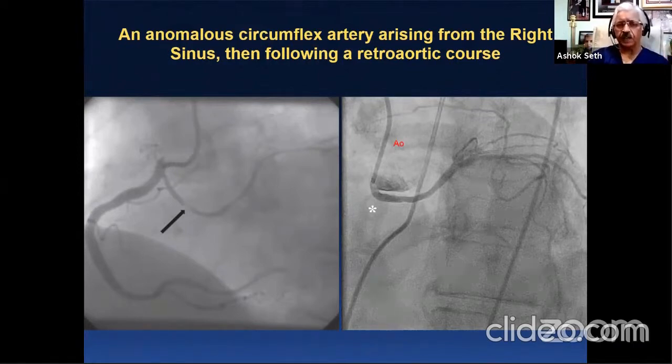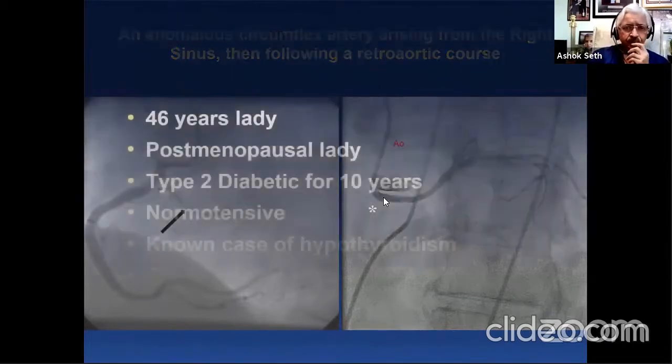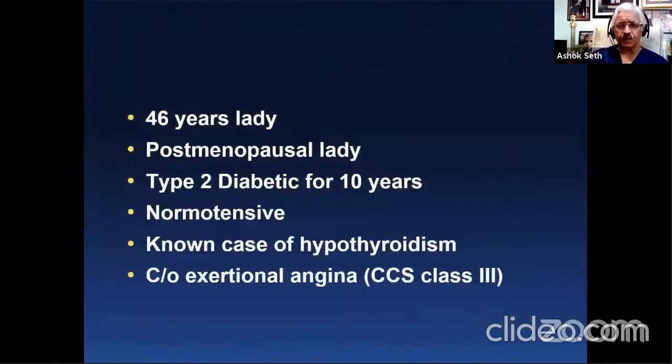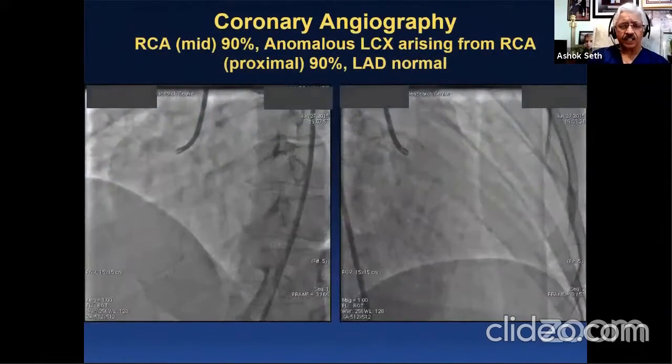So remember, if there's a blank area in the circumflex on the left coronary artery shot, and you've got an inferior or inferolateral MI, your right is okay. Start looking for an anomalous circumflex by the very methods that I've told you. So here's a circumflex which arises totally separately from the right sinus. This is an interesting case, a 46-year-old lady who had angina.